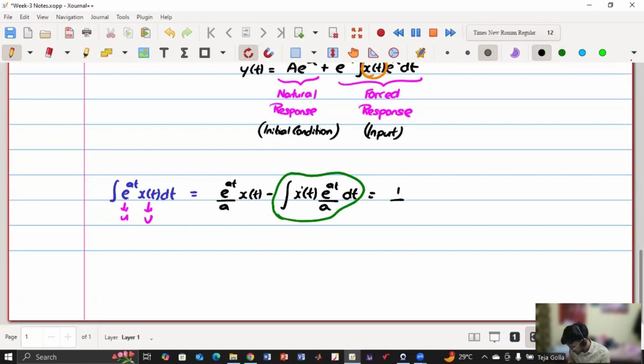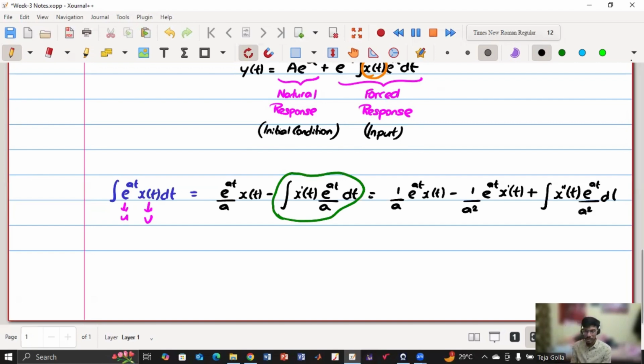1 by a e to the power at x of t. Now again, if I do the same, I'll have 1 by a square e to the power at x dash of t, again plus integral x double dash of t e to the power at by a square dt. So integration by parts is something like, if we have two functions, you will use this formula to do. Now, because we have an exponential term, it will be like an infinite series.